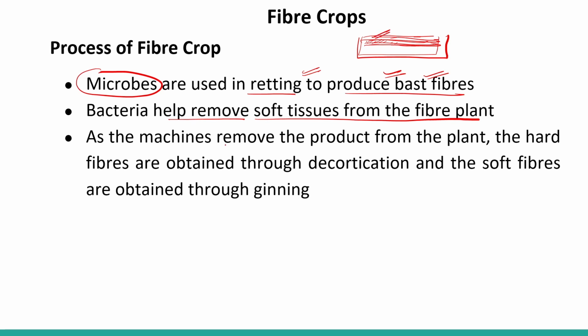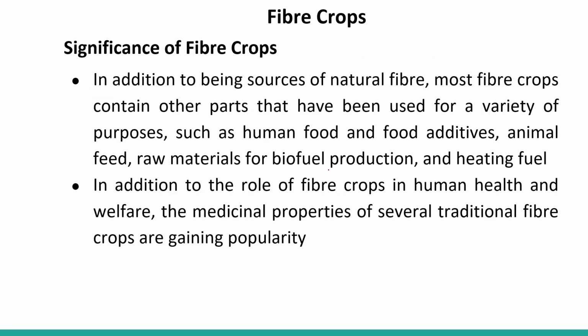As the machines remove the product from the plant, the hard fibers are obtained through decortication and the soft fibers are obtained through ginning. So for the hard fibers, we require the decortication technique, and for taking out the soft fibers, we require ginning. That is in the case of surface fibers. This ginning is done in the case of surface fibers.